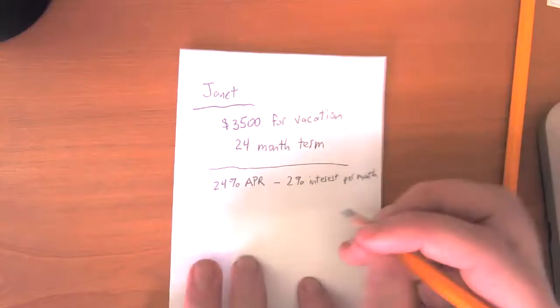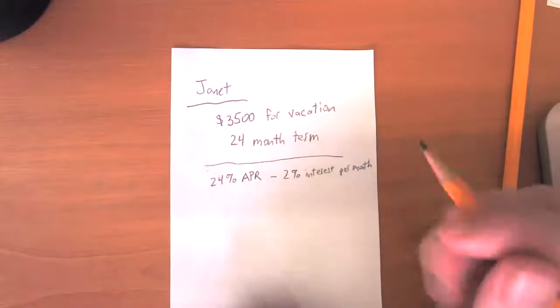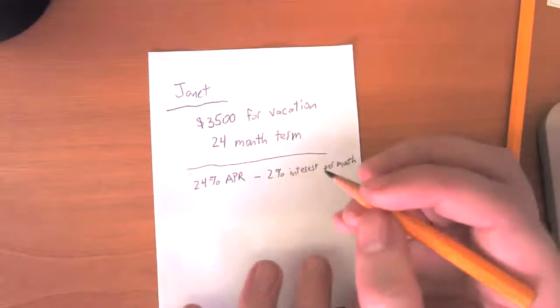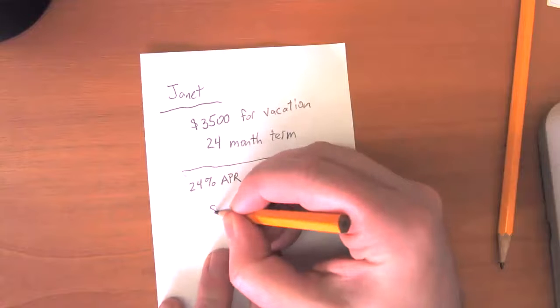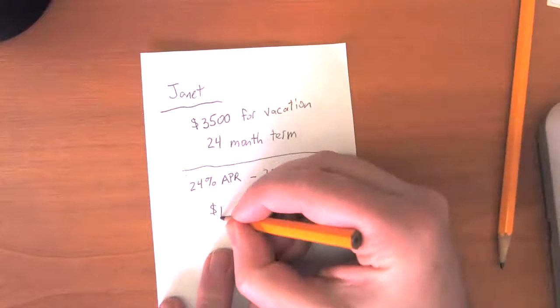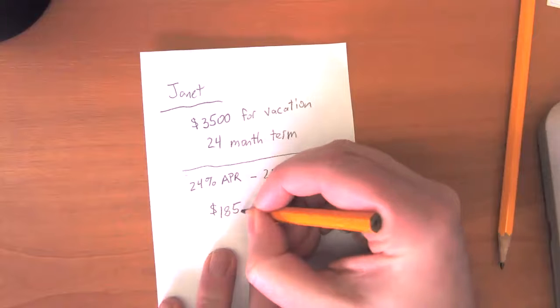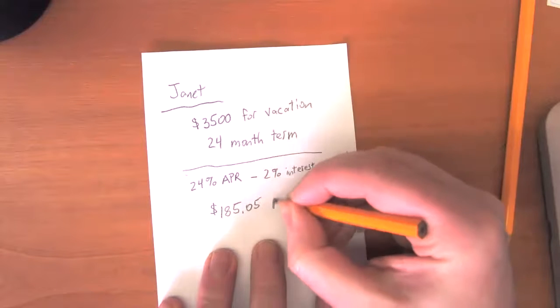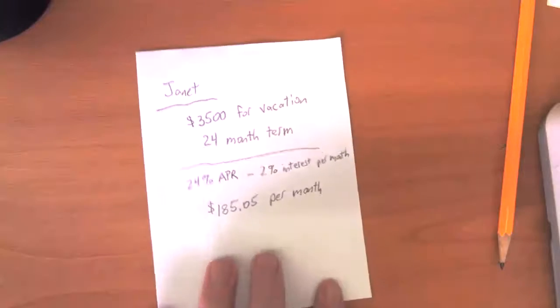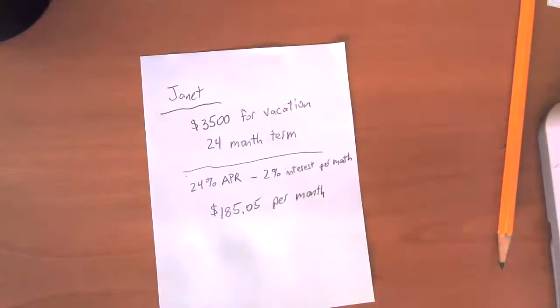And they do a calculation with a formula. It's a little bit complicated, so we don't need to worry about it unless you go into banking. But they come back and say, to pay this off in 24 months, you need to pay $185.05 per month in order to pay it off. All right. So now that we've got those details, why don't we take a look at the schedule of what's happening over those 24 months?